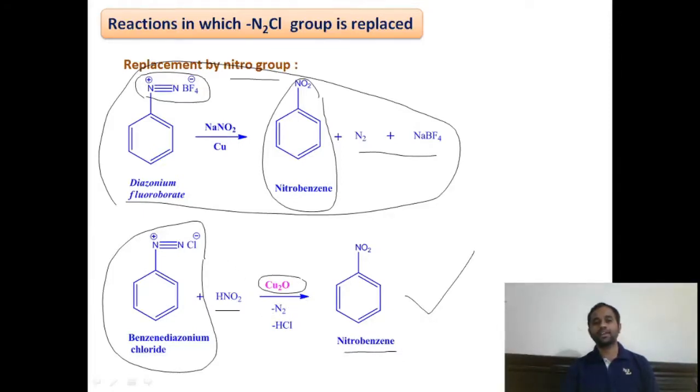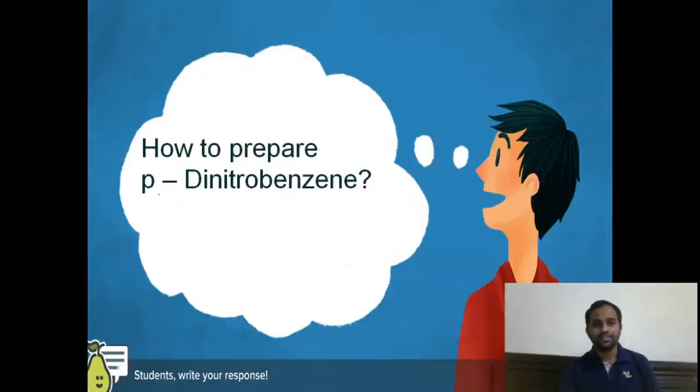If you take sodium nitrite and copper powder, we need to take diazonium fluoroborate as the reactant. Right, in this way we can replace the N2Cl group by the nitro group. And now my question is how to prepare the para-dinitrobenzene. Generally, when benzene is subjected to nitration reaction, we will get the meta-dinitrobenzene. But here my question is how to prepare the para-dinitrobenzene.